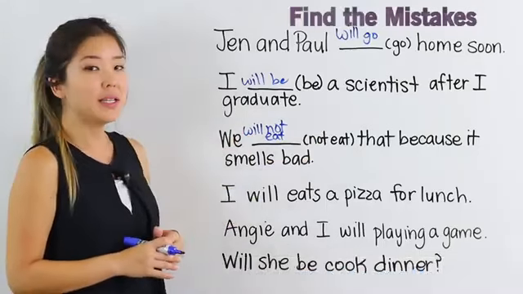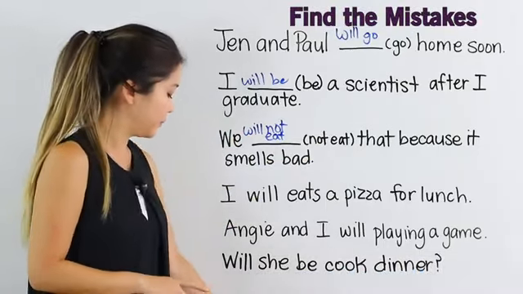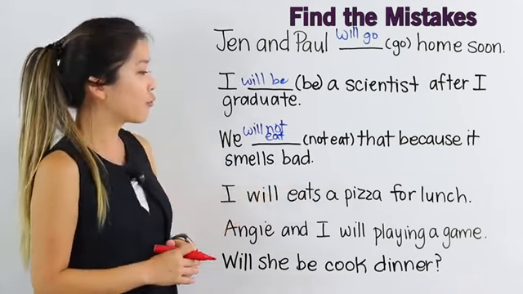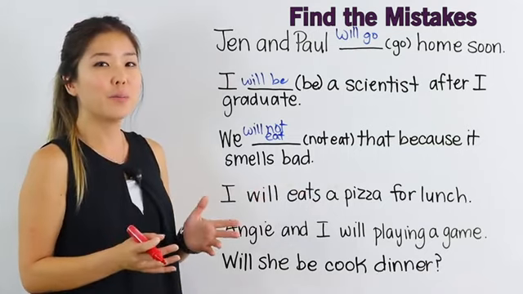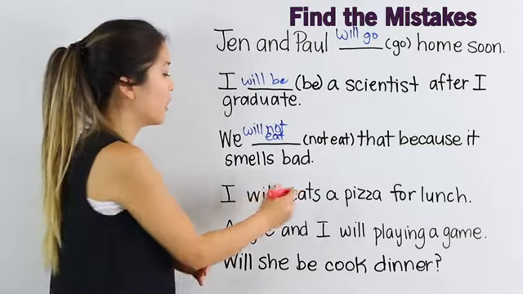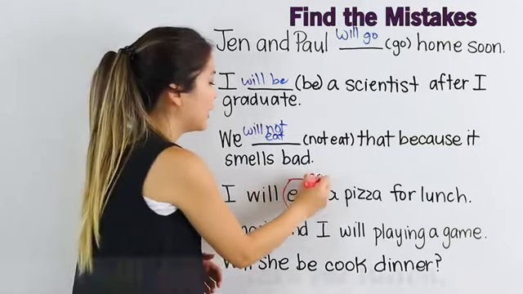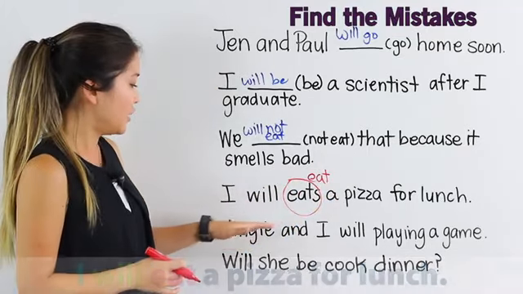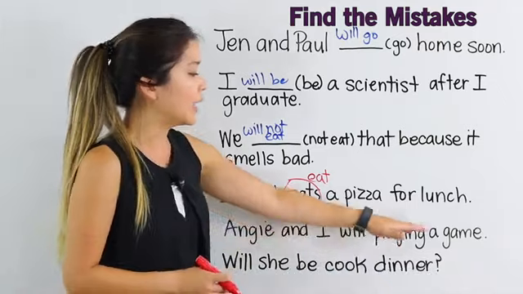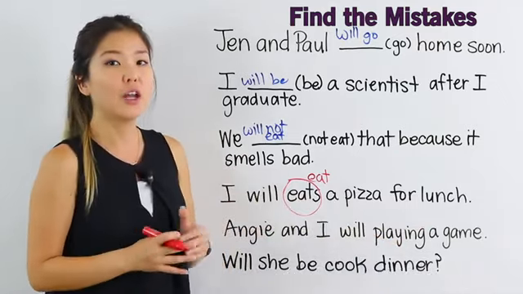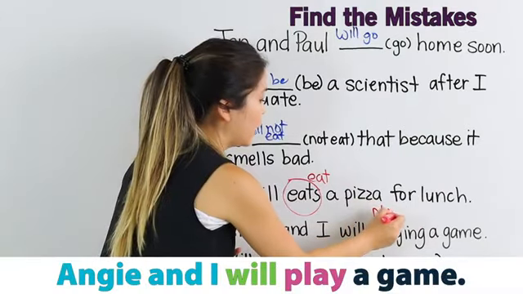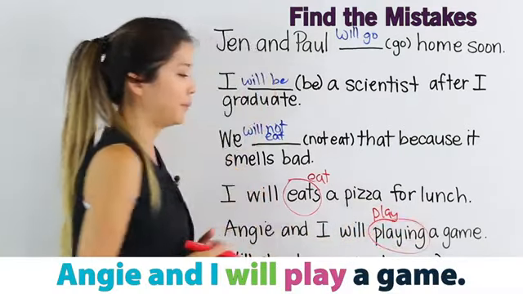Now, look for the mistake in this sentence. I will eating a pizza for lunch. Remember, we need the base form of the verb. I will eat a pizza for lunch. Angie and I will playing a game. Again, we need the base form of the verb. Angie and I will play a game.